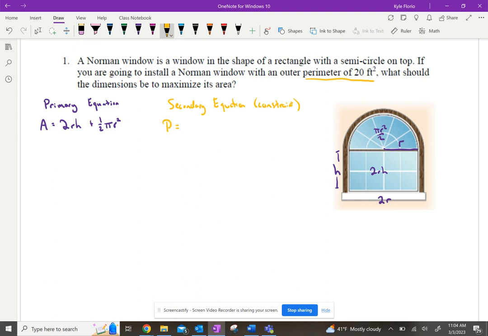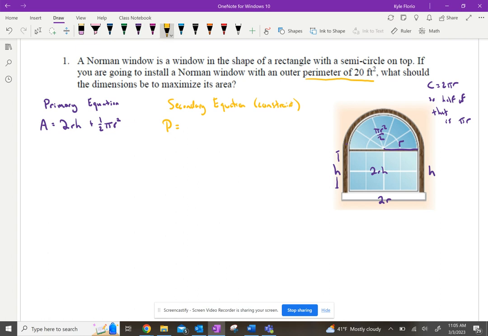That's my constraint. So to find the perimeter of this whole thing, let's see. If that is h, this is also h. So we have h plus 2r plus h plus whatever the circumference of half the circle is. We don't need this middle piece right here. So just the outer perimeter. So whatever the circumference of a circle is, we need to divide it by 2. So the circumference in general is 2 pi r. So half of that is going to just be pi r. Right? Half of 2 pi r is 1 pi r.